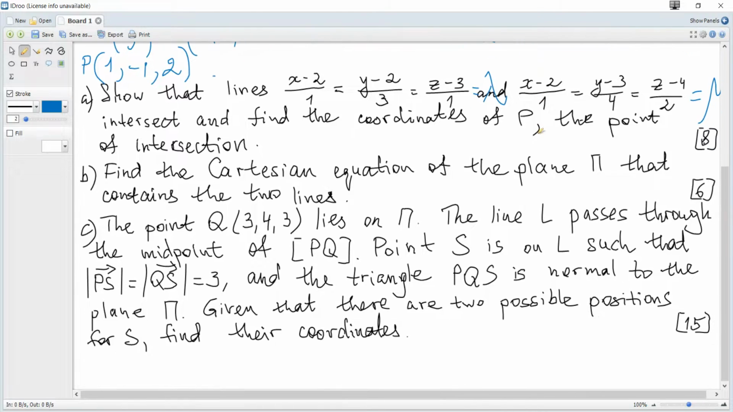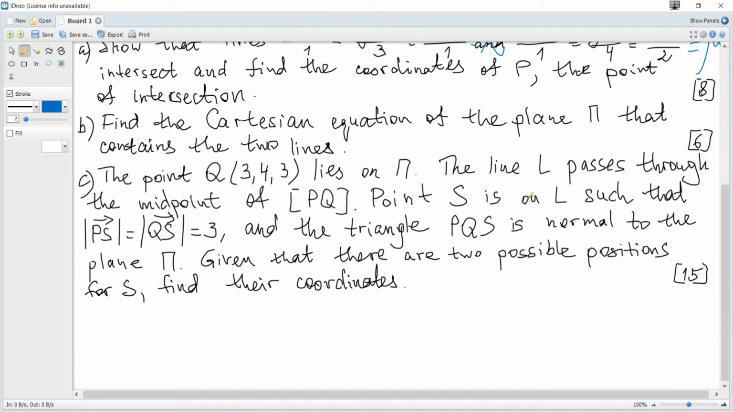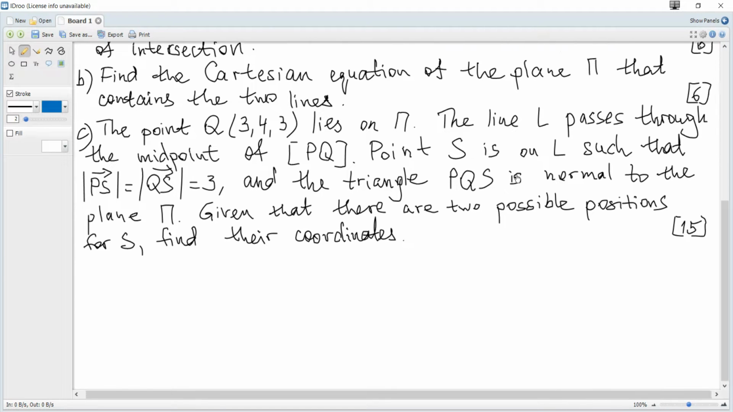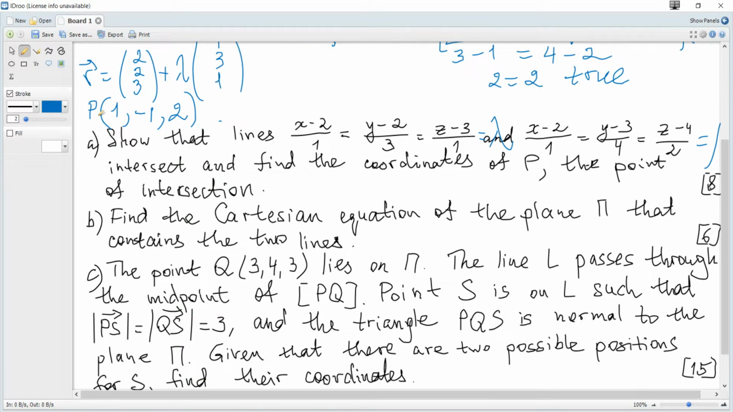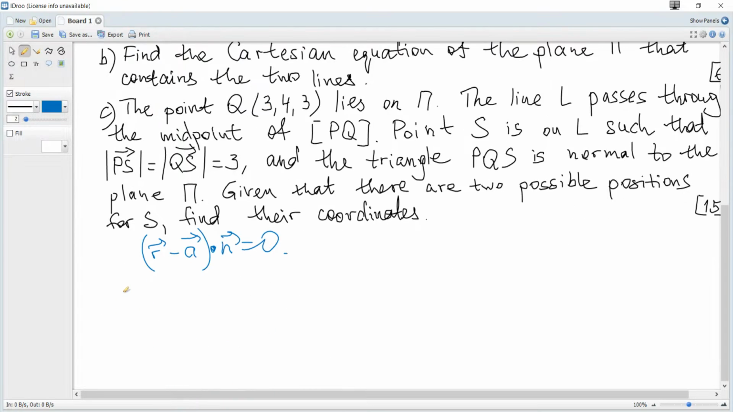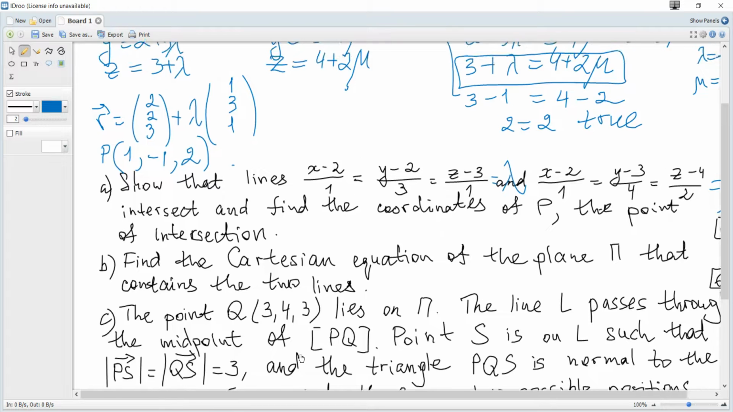And the next part: find the Cartesian equation of the plane pi that contains these two lines. So to find the Cartesian equation, we use the next equation, which is given in the data booklet: (r minus a) dot product normal is equal to 0. a is a position vector of any point on the plane, and we can use this point P. So the a vector is (1, -1, 2).